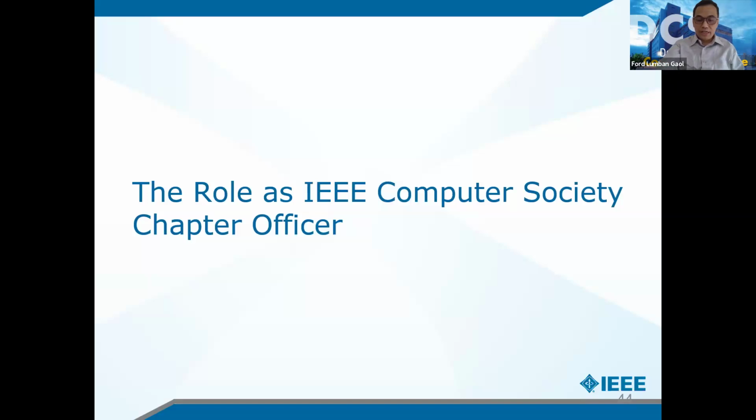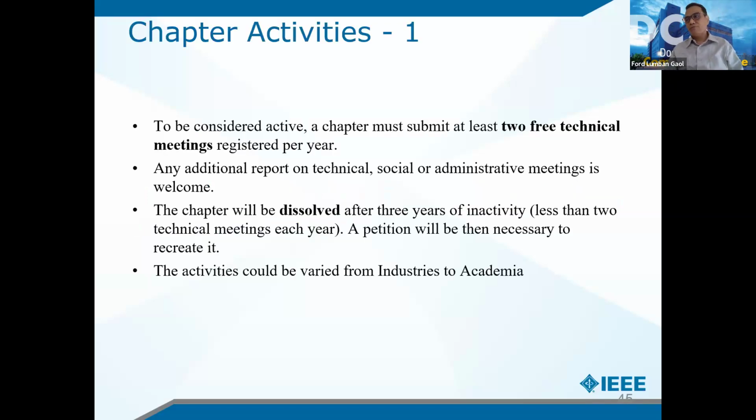Now, next, I want to share with you the role of Computer Society chapter officers. If you look carefully, the rule is simple. You have to run activities in the chapter. According to the chapter's rules, to be considered active, a chapter must submit at least 2 technical meetings registered per year. It is a very minimum. For any additional activity, we have to provide a report. And if we cannot do this, the chapter can be dissolved.